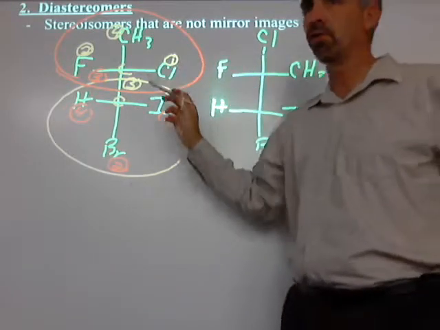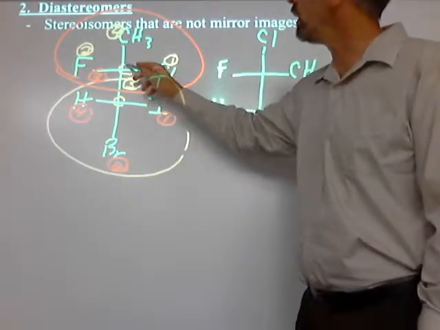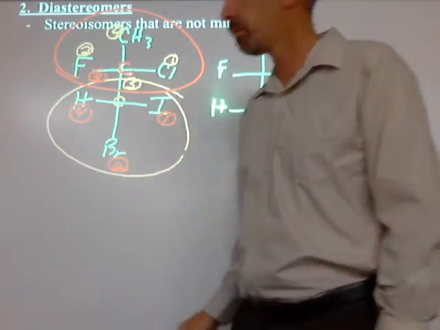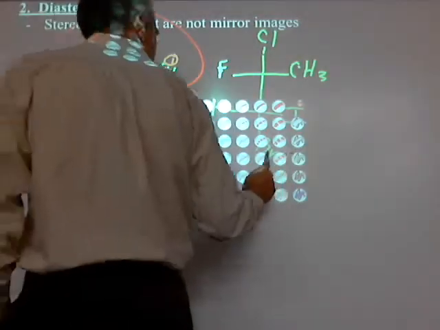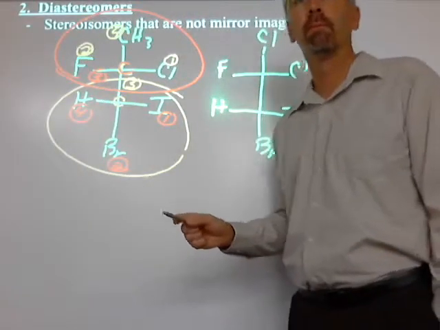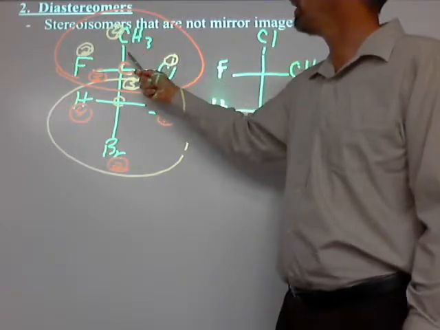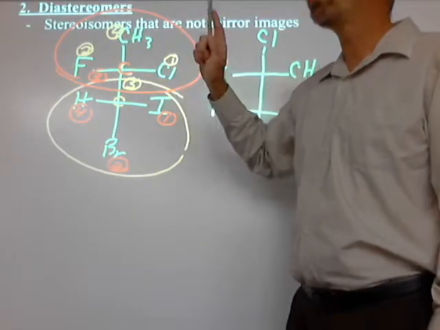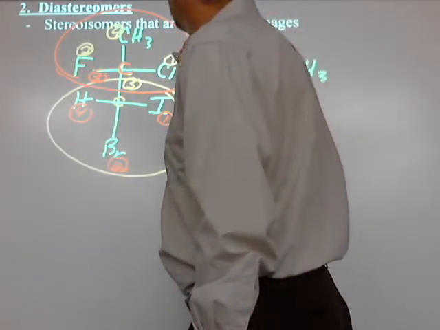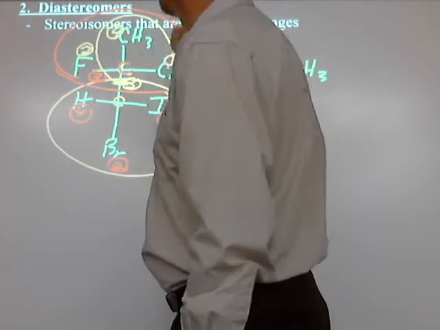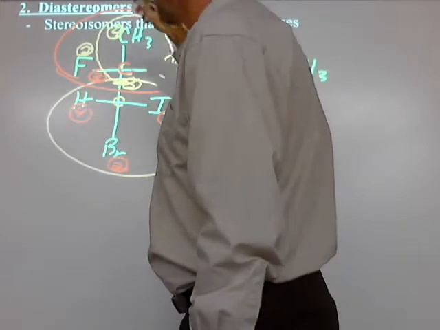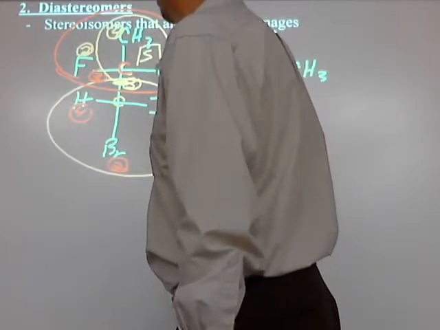Let's just do R/S for each of these. Why is the top one easy to do the R/S for? Take a look at it. Where's my lowest priority bond at the top one? And back. Lowest priority bond is already going in the back, right? So all I've got to do is connect the dots. So fast. 1, 2, 3, and it's going this way. Which way is that? Clockwise or counterclockwise? Counterclockwise. So that makes him S.